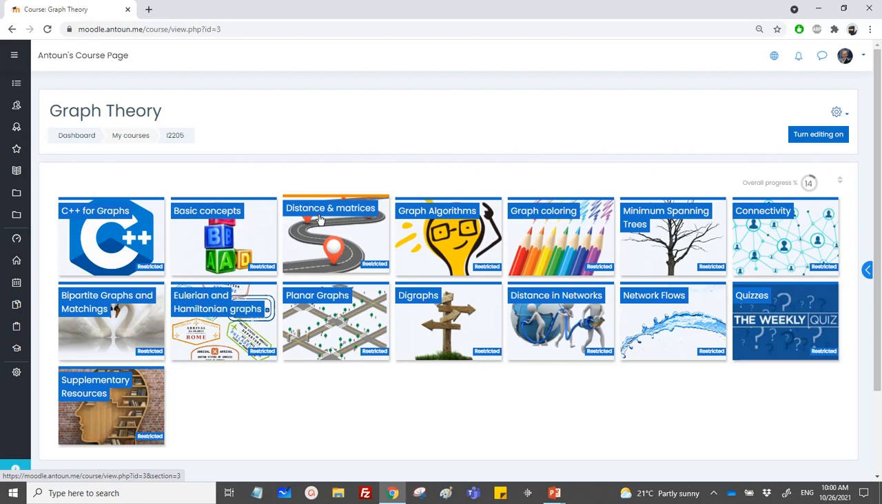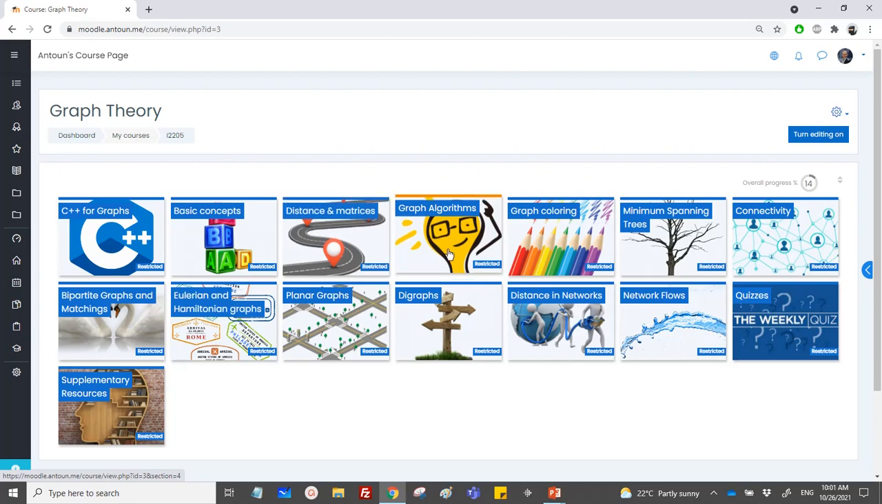In the chapter on distance and matrices, we'll see how we can represent a graph using matrices. We have different types of matrices: adjacency matrix, incidence matrix, and distance matrix, and we'll end with the implementation of a graph, so how we can implement a graph, especially those types of matrices.